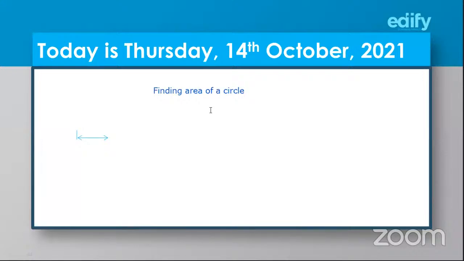Esther Tendo, how do we find the area of a circle? Yes. Area of a circle equals pi r squared. Okay. Don't mind my handwriting. So area is equal to pi r squared.